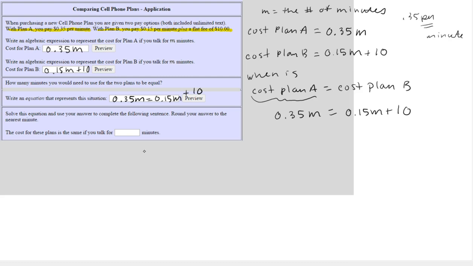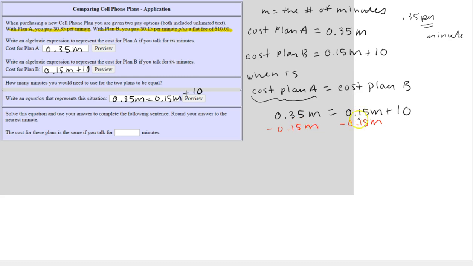Now we have a choice. Remember, our goal is to get m by itself, and I have one m term here and one m term here. So we want to combine them together, but combine may not be the best word because they're not on the same side of the equation. Sometimes we say I'm going to bring this over to the other side of the equation. What we mean by this is I am going to subtract this 0.15m from both sides of the equation.